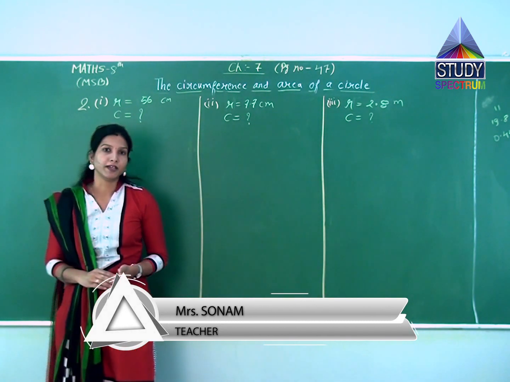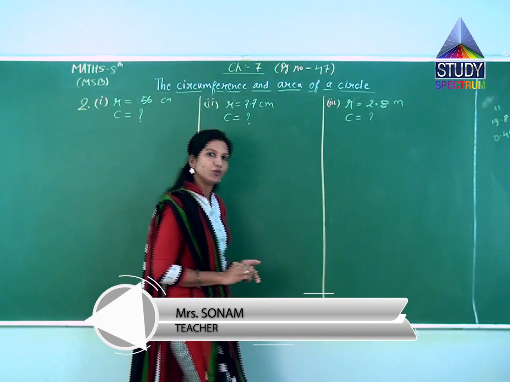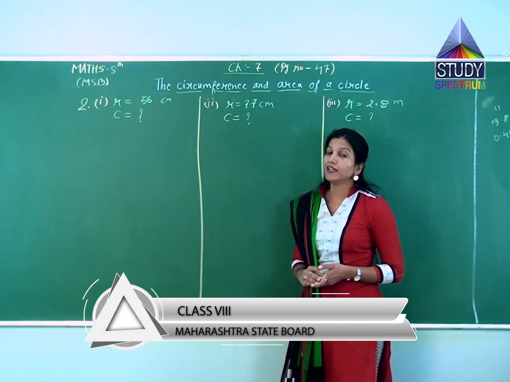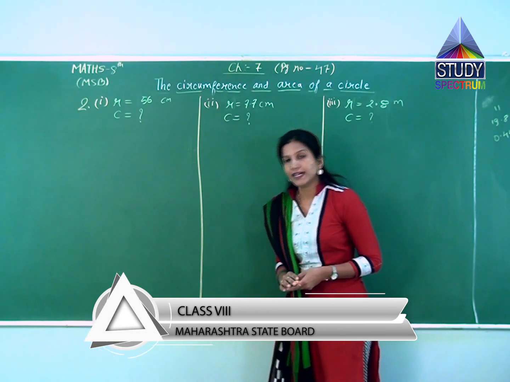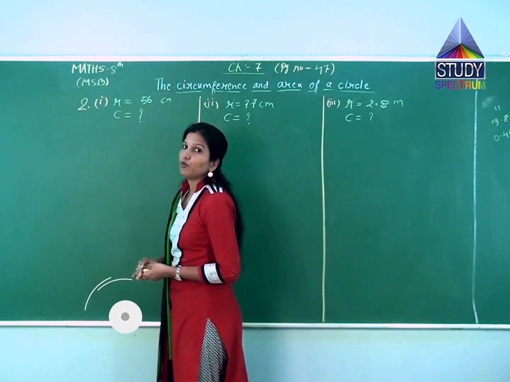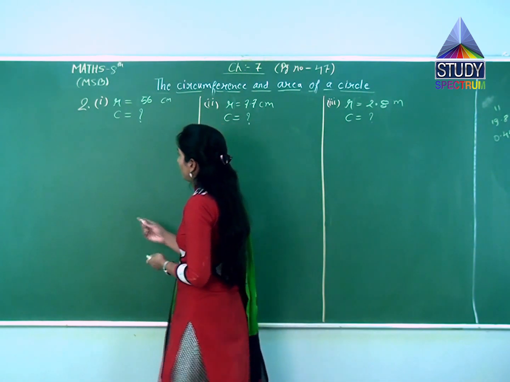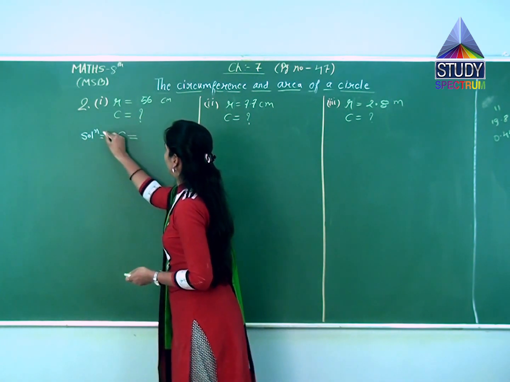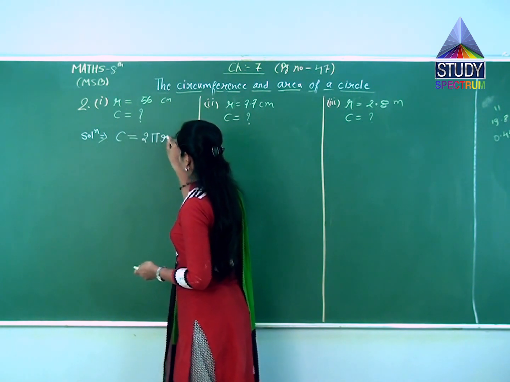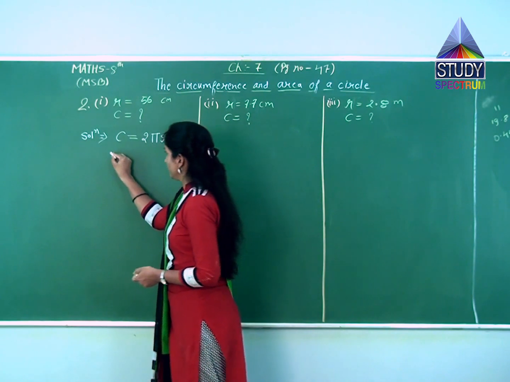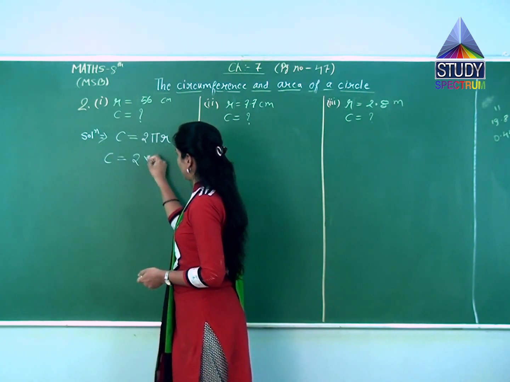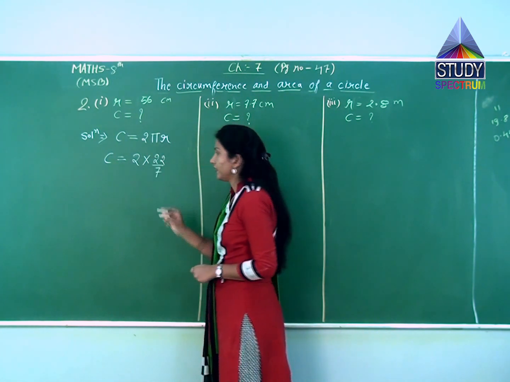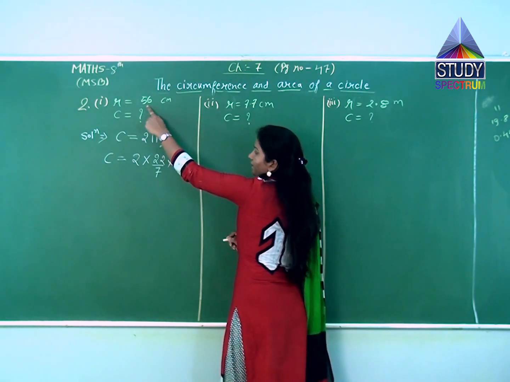Which formula would we apply here? Circumference equals 2 pi r. Why 2 pi r and not pi d? Because here d is not given. Here radius is given. That's why we will apply the formula 2 pi r. So in our solution, we will write C is equal to 2 pi r. Now C as it is, 2 as it is, pi, what is the value of pi? 22 by 7, and what is the radius given? 56.